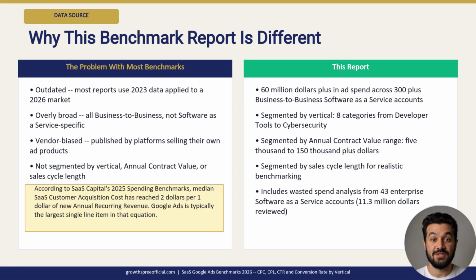Most benchmark reports use outdated data, lump all B2B together, and are published by the ad platforms themselves. This report is different. It covers $60 million in SaaS-specific spend, segmented into 8 verticals, annual contract value range, and sales cycle length, so your benchmarks match your actual business model.